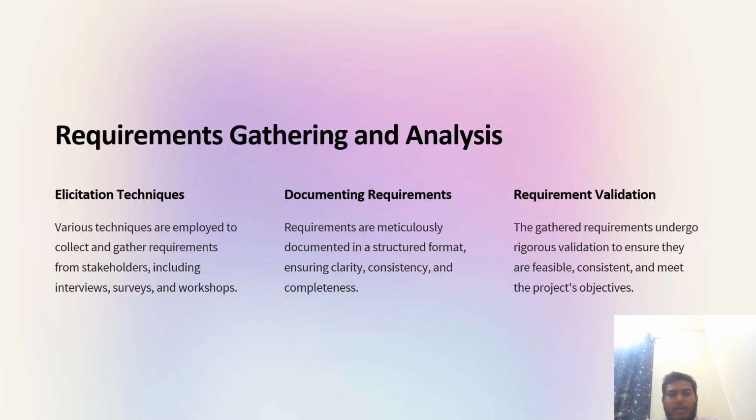Next, we'll see about requirement gathering and analysis. Elicitation techniques. Various techniques are employed to gather requirements from the stakeholders, including interviews, surveys, and workshops. Next, documenting requirements. Requirements are documented in a structured form, ensuring clarity, consistency, and completeness. Next, requirement validation. The gathered requirements undergo rigorous validation to ensure they are feasible, consistent, and meet the project objectives.